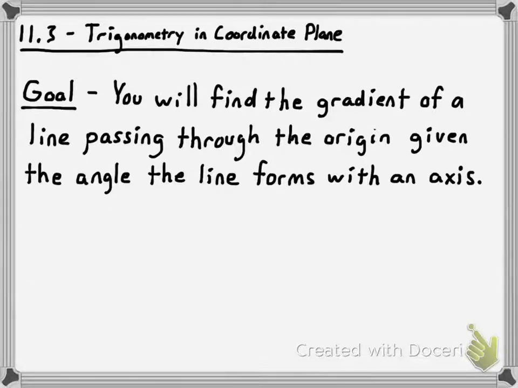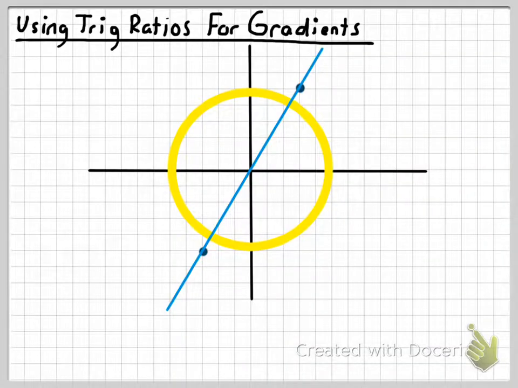Hey there, we're going to finish up our section on trigonometry in the coordinate plane, and in this video we're going to focus on how you can find the gradient of a line passing through the origin given the angle that that line forms with one of the axes, preferably the positive x-axis, but we can work with any axis we want. Okay, now let's talk about how you use trig ratios for gradients or for slopes.